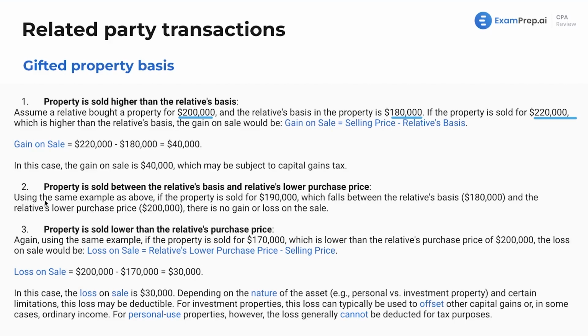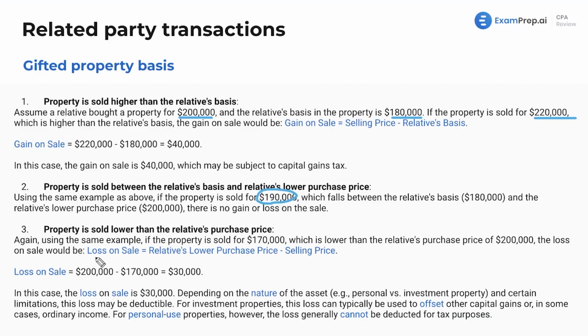The next in the middle, using the same example as above, if the property is sold for $190,000, which falls between the relative's basis of $180,000 and the lower purchase price of $200,000, there's no gain or loss on the sale because we're going to use this as the basis and this as the selling price, so there's no gain or loss.